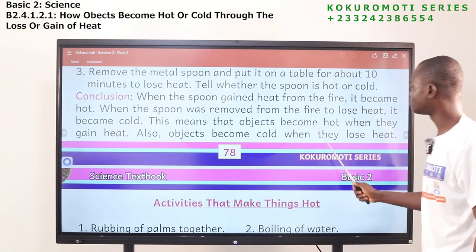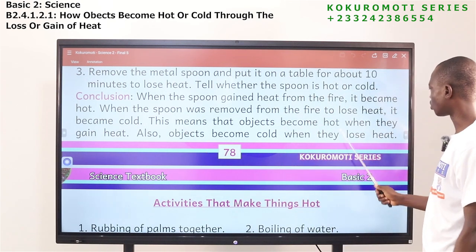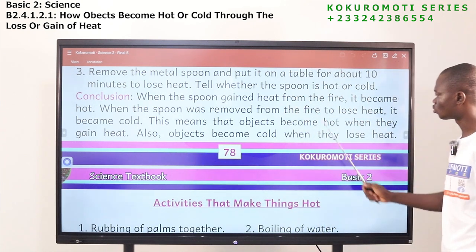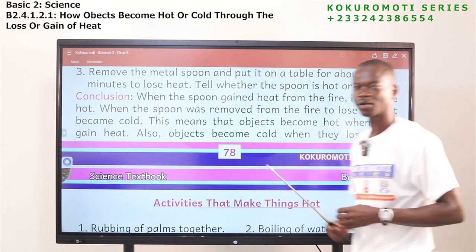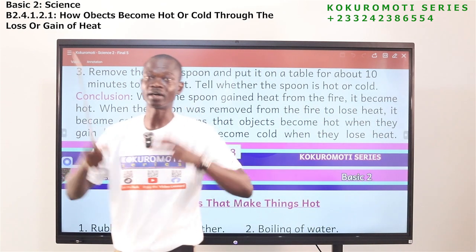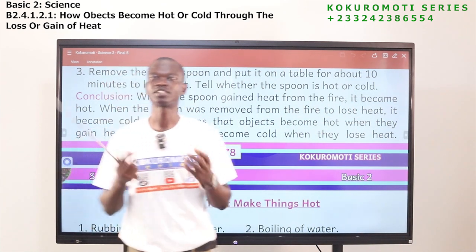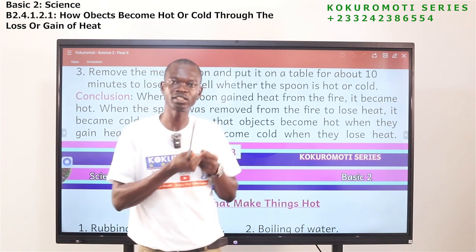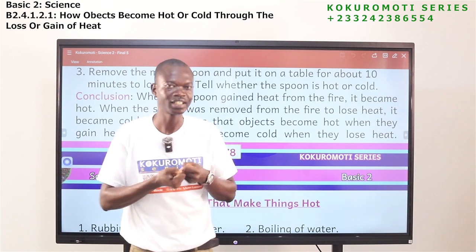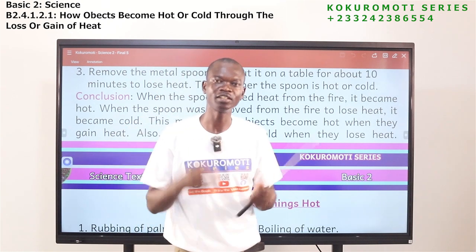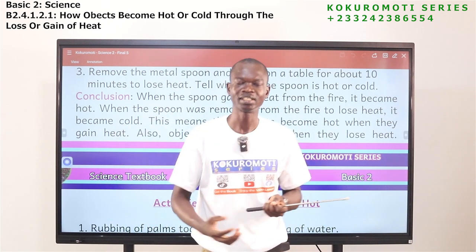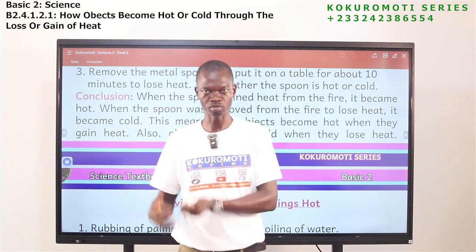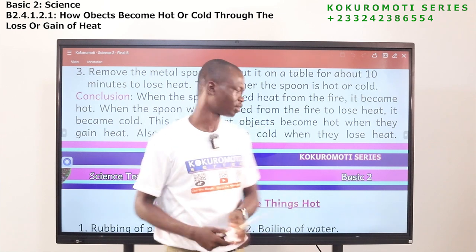This means that objects become hot when they gain heat. Also, objects become cold when they lose heat. So if something is hot, if something is cold, it's all about heat. If something receives more heat, it becomes hot. If an object gets more heat or gains more heat or receives more heat, it becomes what? Hot. But if an object loses what? Heat. Loses what? Heat, it becomes what? Cold. You understand it? Okay.